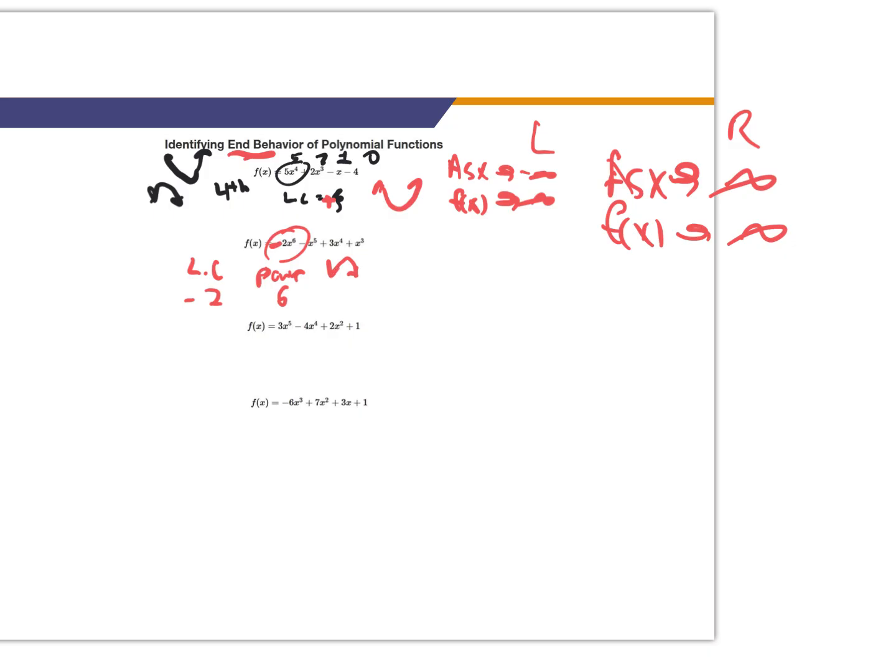Why do I need to know that? Because we're doing end behavior. As x goes to negative infinity, f of x goes to negative infinity. As x goes to the left, the y values go down. How about the other side?